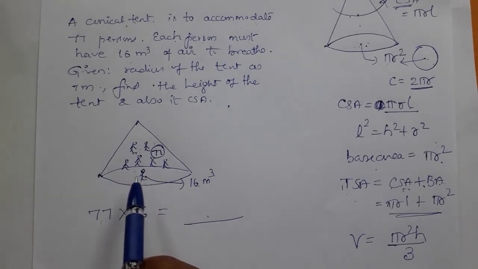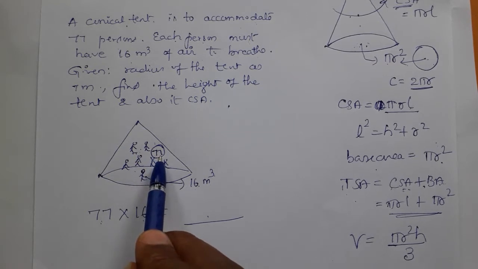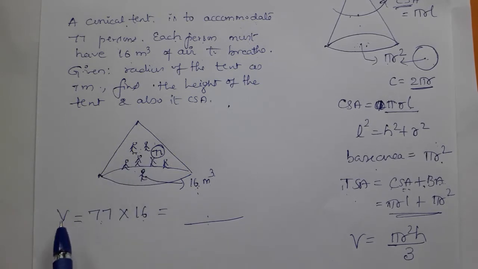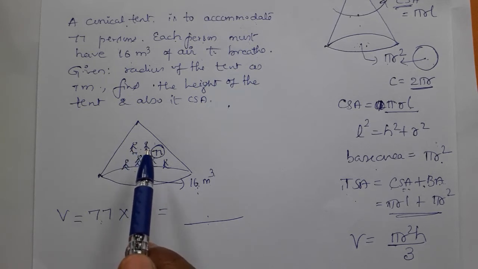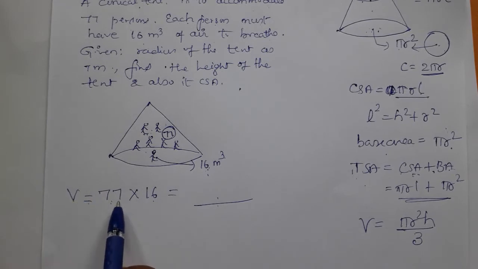So the total amount of air present inside the cone is equal to 77 into 16 meter cube. What answer you get, that is equal to the volume of the cone, isn't it? Just use your imagination. They are breathing, that means they are inhaling the air that is present inside the cone. So the amount of air inside the cone that they are breathing is nothing but the volume. So volume of cone is equal to 77 into 16 meter cube.